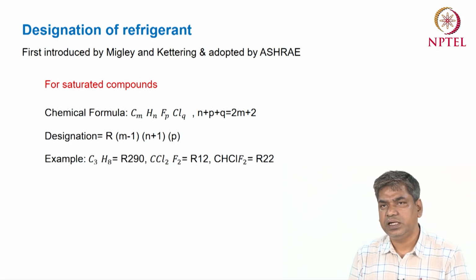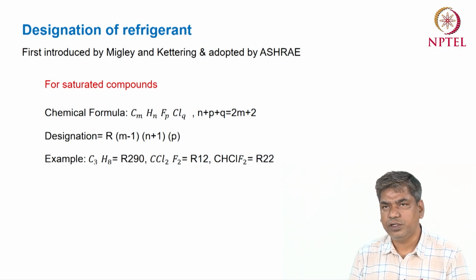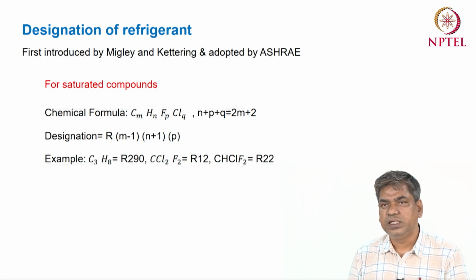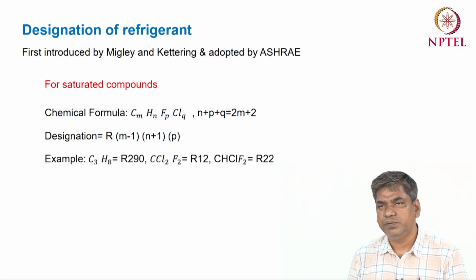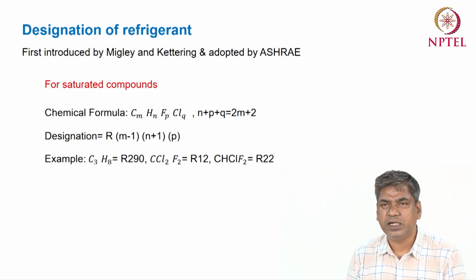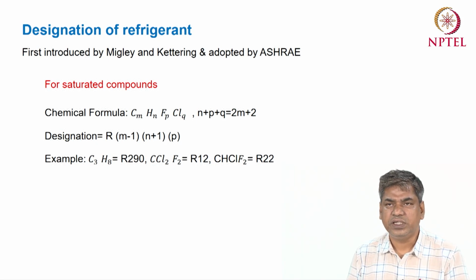Similarly, take CCl2F2. For this case m is equal to 1, so m minus 1 is 0. Hydrogen, that means n, is equal to 0, so n plus 1 is 1. Then p is equal to 2, so that is R012. If a 0 comes just after the R, we can neglect it, in general it is not considered. That's why R012 is basically R12.